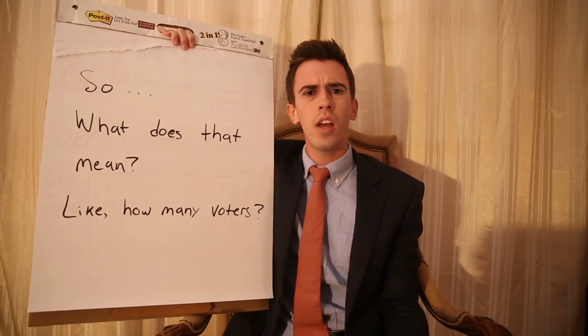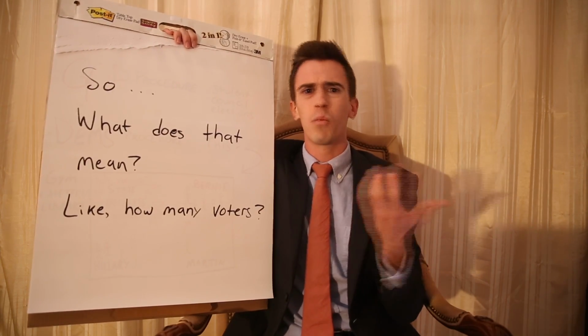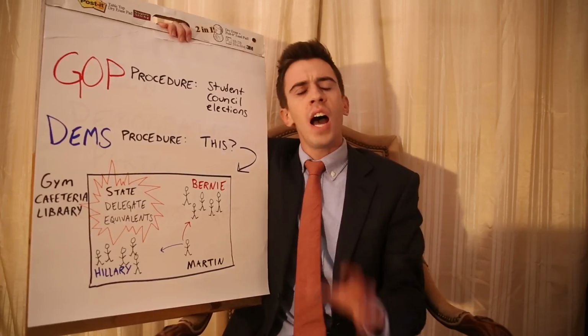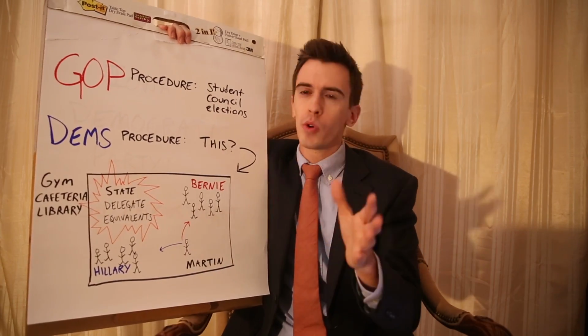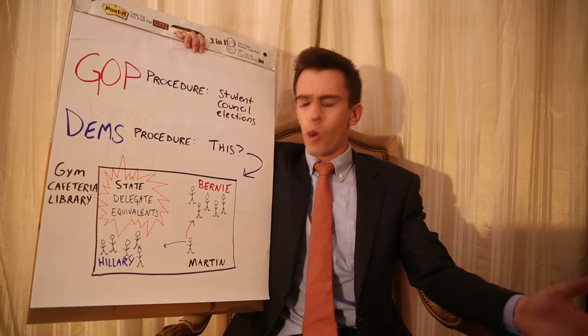So, what does that mean? What's a state delegate equivalent? Why isn't it just a state delegate? What does any of this mean? What are caucuses? The Iowa Caucuses on the Republican side are pretty simple. It's basically a student council election. On the Democratic side, it's a little more complicated.